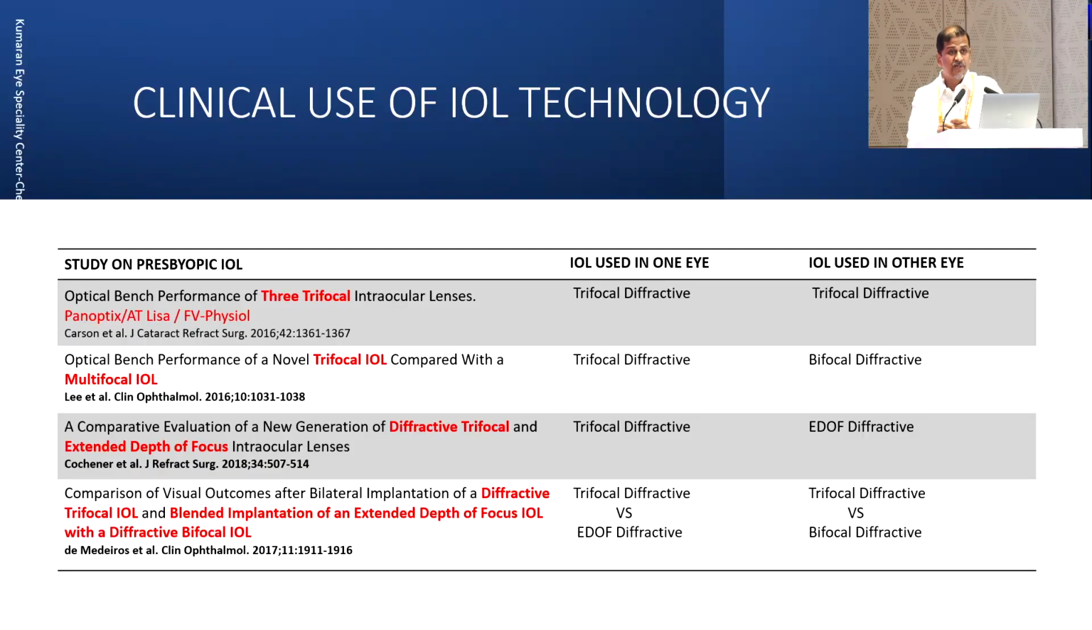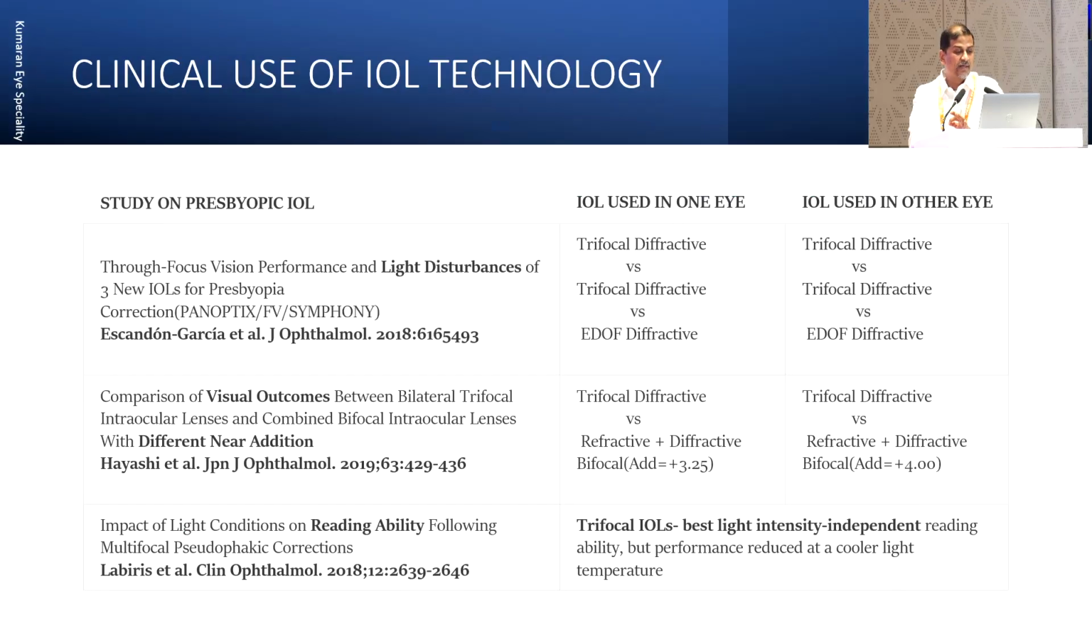Why these lenses? Because they are the ones which were available in the market long before the other lenses started to come in. The only important thing to note is that all these studies gave a good spectacle independence for all the patients, so all of them were very equal. So even the bifocal lenses, when you put in one eye and a trifocal in the other eye, all these patients did have a very good range of vision. There was no complaint with the visual acuity.